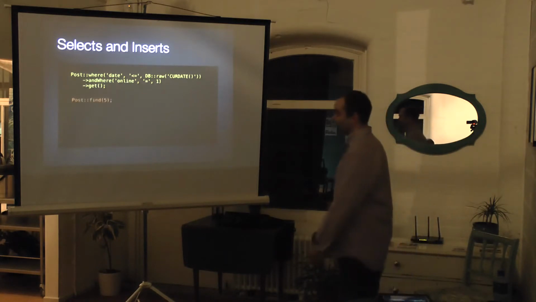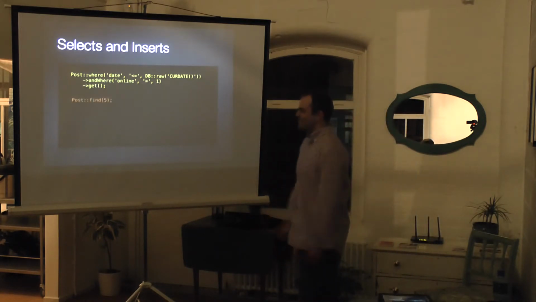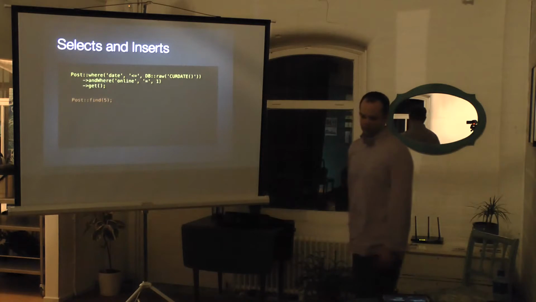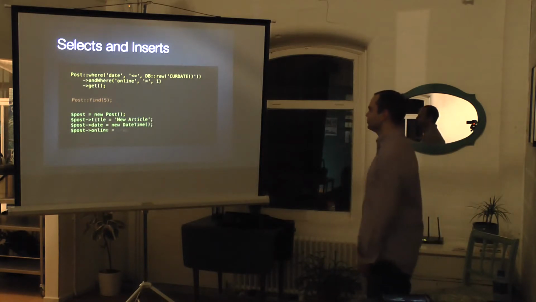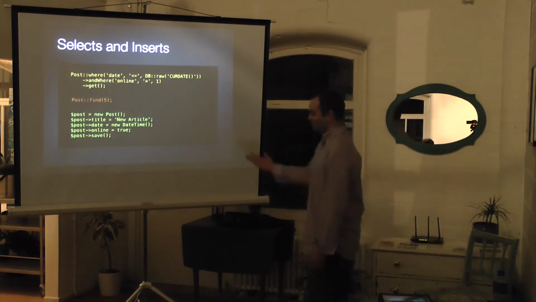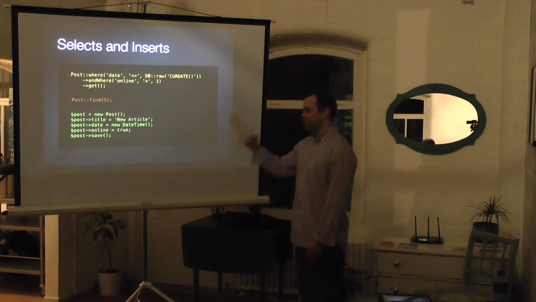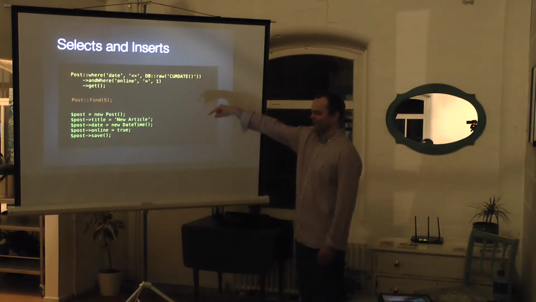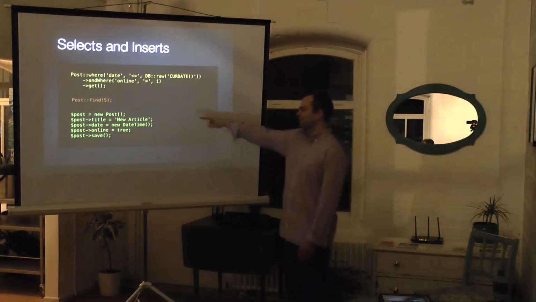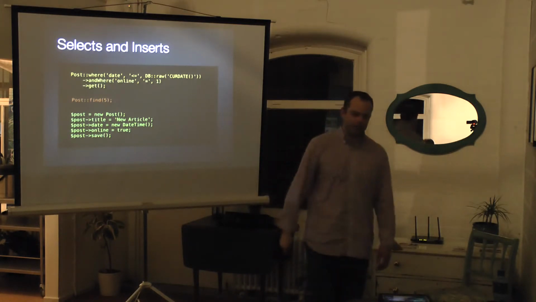How do we find a single one? Just like that. Pass in the primary key, the ID, as it will usually be. Post find 5. I have the post with ID of 5, and you do something with it. Insert is pretty straightforward again. Create a new post. So we're not using it statically anymore, we're actually creating a new instance of it. Setting the title, date, online, save, and that's in the database.